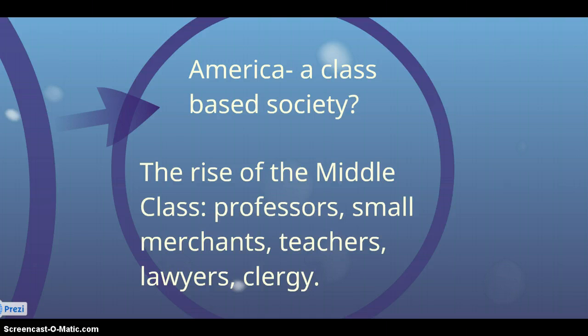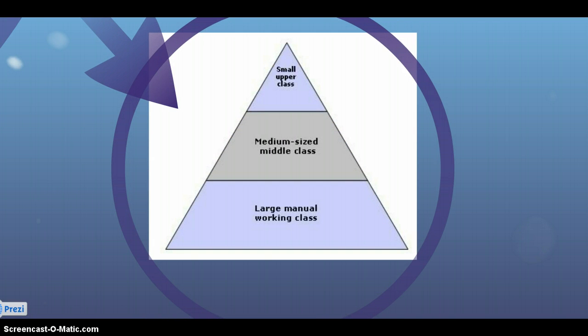And these guys, and women, were professors, small merchants. They were teachers. They were lawyers. They were clergymen. They were clerks in these large companies. And they're going to occupy a middle ground between the wealthy elite and the lower working classes. And I think this pyramid really does a nice job of capturing what that class society begins to look like in the United States at that time.